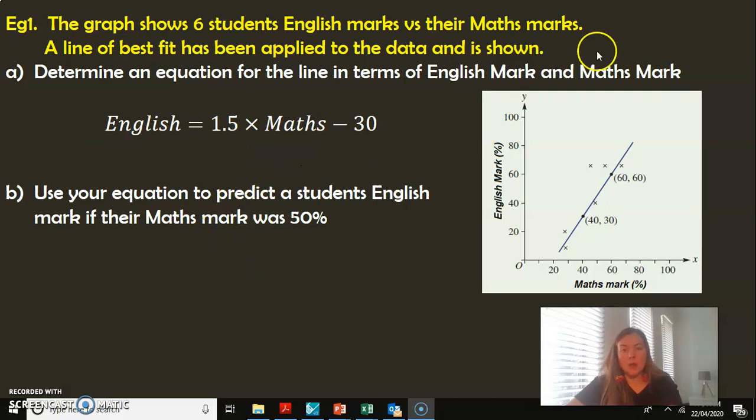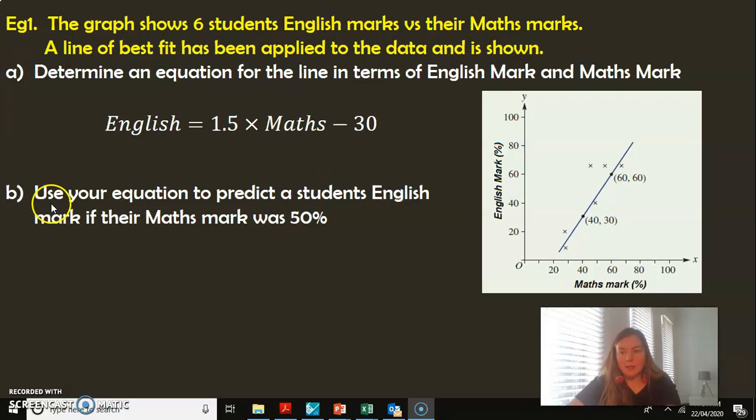The second part to this question is using this model to make a prediction. That's the whole point of this. We have a model here that allows us to predict marks. If we are given the mark of one subject, we can make a prediction for the other.